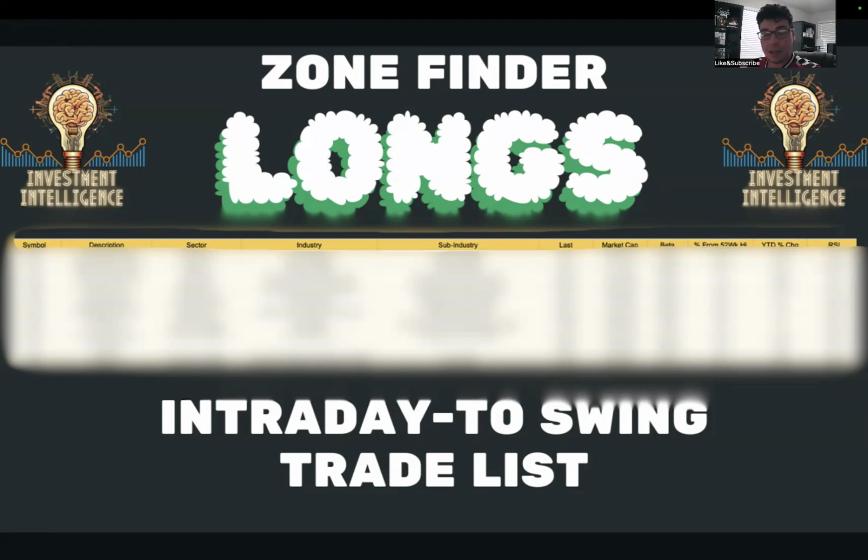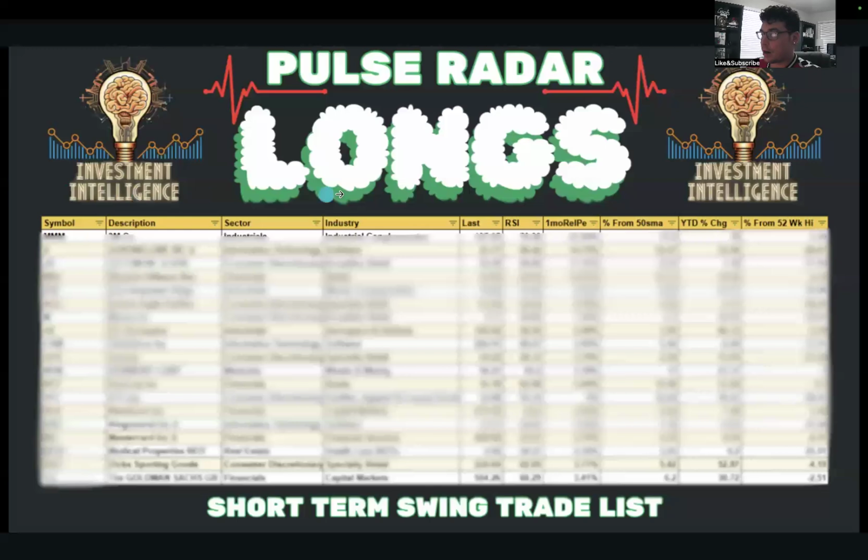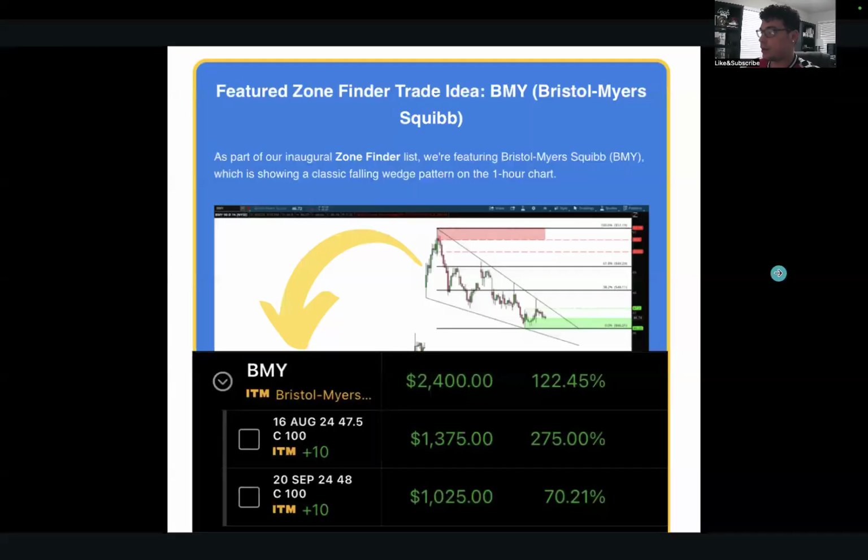So these can work as a day trade, or if you want to swing them for a day, a couple days, maybe a week. Depending on your own risk tolerance and profit goals, you can hop in the Zone Finder or the Pulse Radar. Typically, you can swing trade them 1 to 3 days, or some of these can run for 30 to 45 days. Okay, so different time frames for different types of traders. If you're looking for quick trades, you can hop in the Zone Finder.